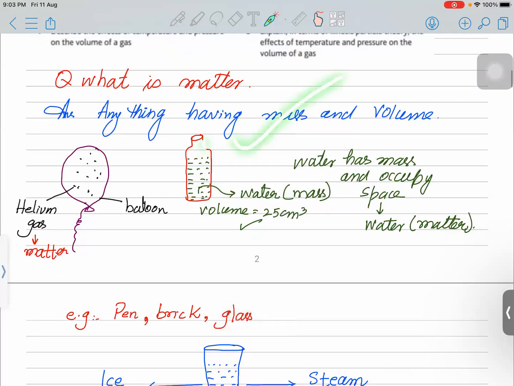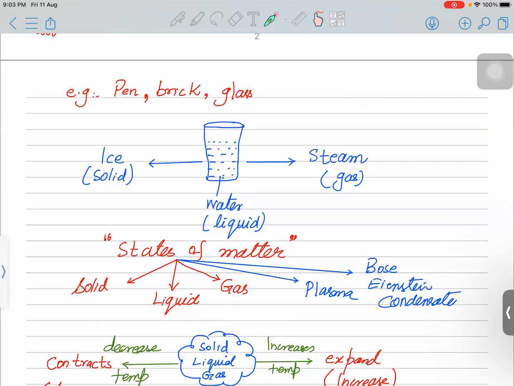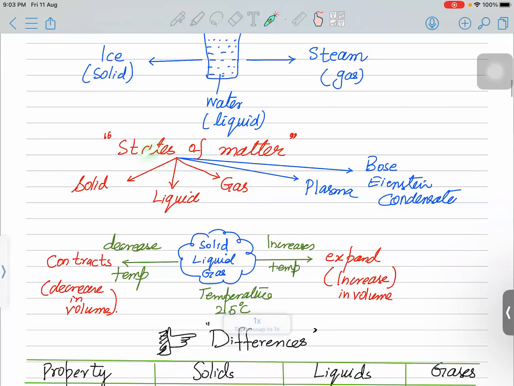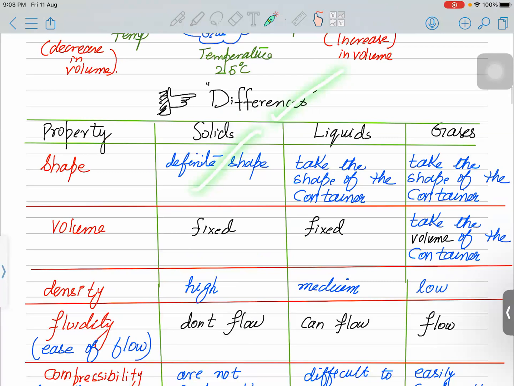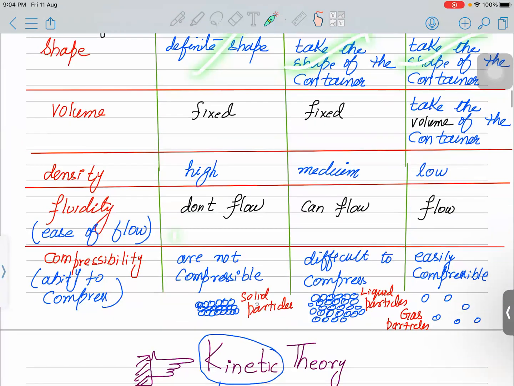What is matter? We have discussed each and everything which occupies space and contains mass is matter. Now, how many states of matter? Basically, there are 5 states: solid, liquid, gas, plasma, Bose-Einstein condensate. Then we discussed what happens when you increase the temperature, what happens when you decrease the temperature. Then we discussed differences between solid, liquid, and gases with respect to shape, volume, density, fluidity, and compressibility.